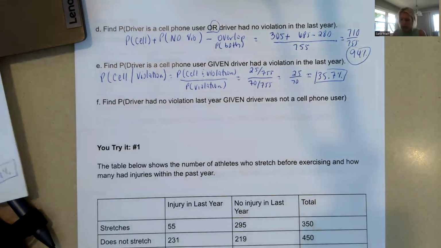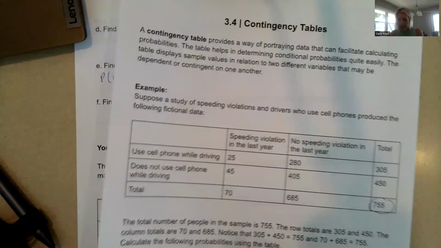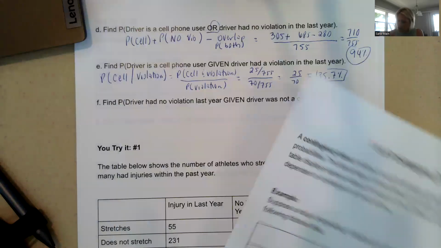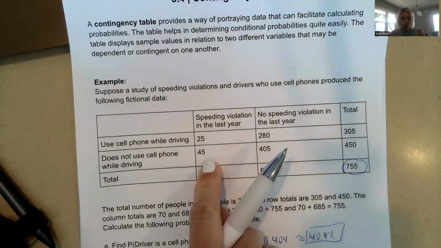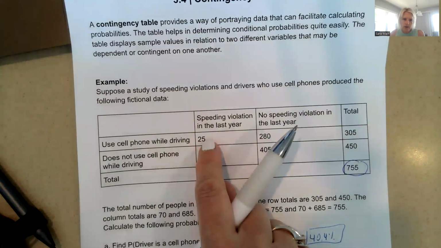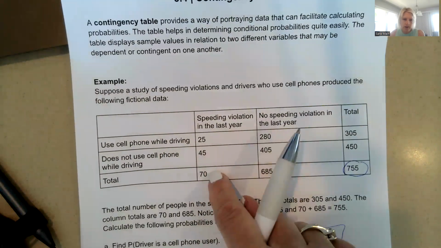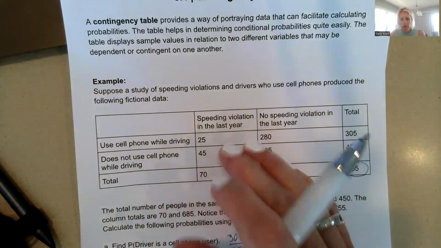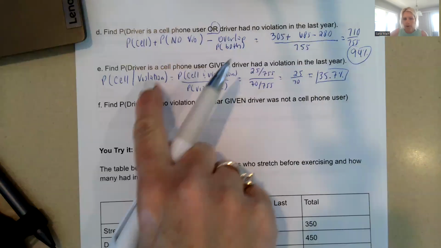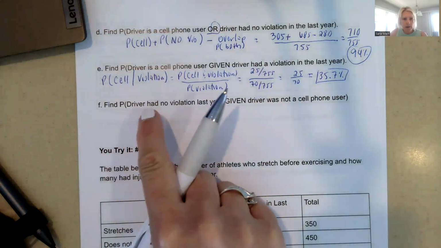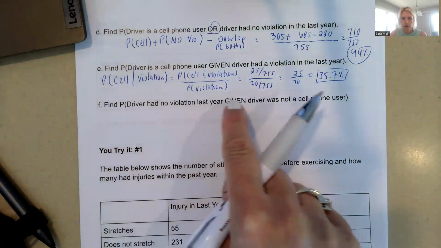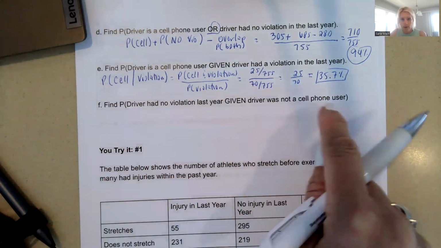Okay. And the cool thing is, because it's in a table form, you could say, given that they had a violation, so just out of these people, what percentage uses cell phones? That would be the 25 out of 70. So that's the cool thing when it's in a table form, you don't always have to set it up in the proper formula. So F says, find the probability that the driver had no violation last year, given the driver was not a cell phone user.